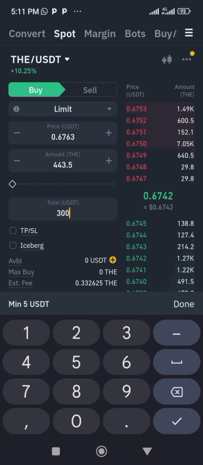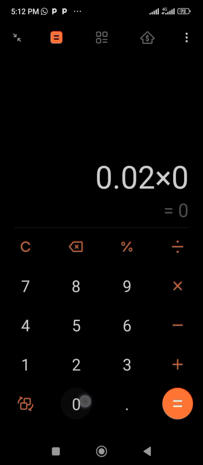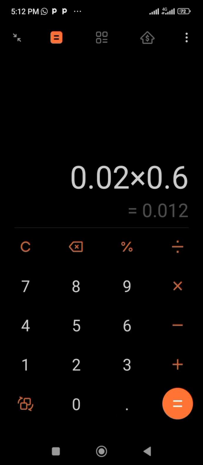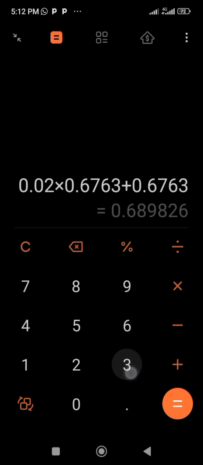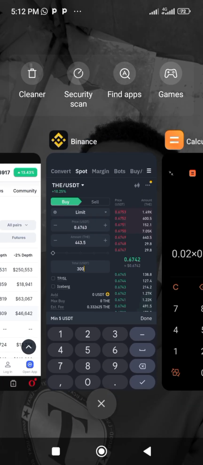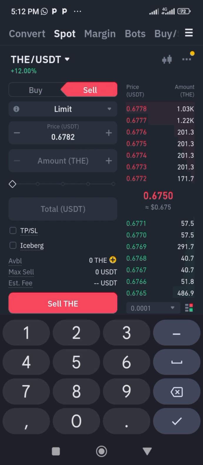So let's go to my calculator. Let me show you how to calculate the 2%. On your calculator, what you need to do is to click on 2% times the price, 0.6763, plus 0.6763, which means you are going to place a sell order of 0.689. Click on sell.